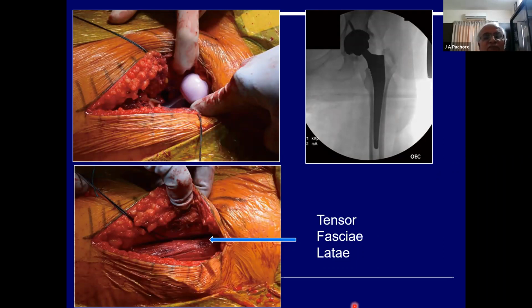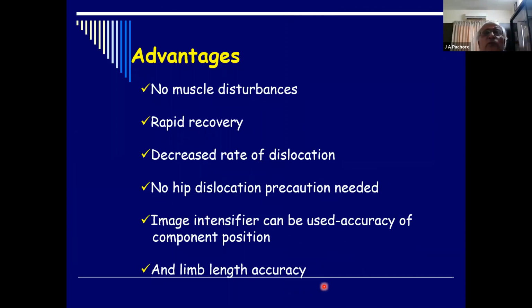You should have a fantastic dissection without any damage to the TFL. That's the way the anterior approach is done. What is the advantage? No muscle disturbance, rapid recovery, decreased rate of dislocation. That's why 60% of US surgeons are now trained for the anterior approach. Unfortunately, in our country there are only 3 or 4 surgeons, I think, countable on the fingers, doing the anterior approach, because our hips are different and training is different, which we will come to.